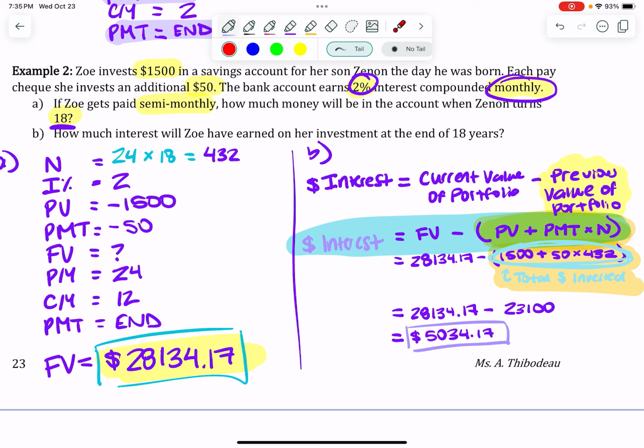Now the third thing I could ask you, of course, is what is her rate of return? And I guess there's a fourth thing I could ask you: what is the average annual rate of return?